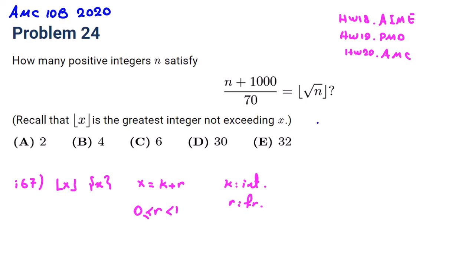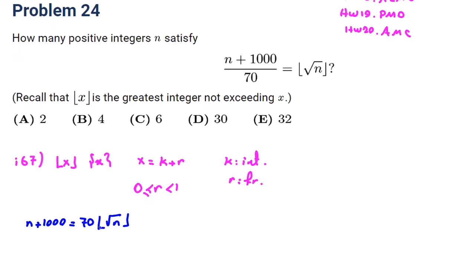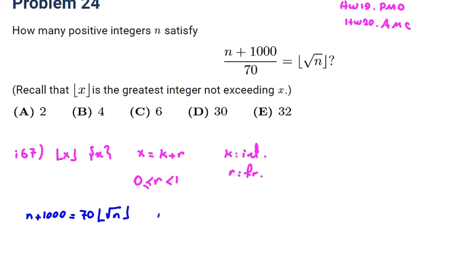Okay, so let's try this part. Here we know n, if we cross multiply, n plus 1000 equals 70 root n, floor of root n. And here we know n is an integer, okay, because the right hand side is an integer, because it's floor of something times 70. So the left hand side is an integer, so n is an integer. Also the problem says how many positive integers, okay?